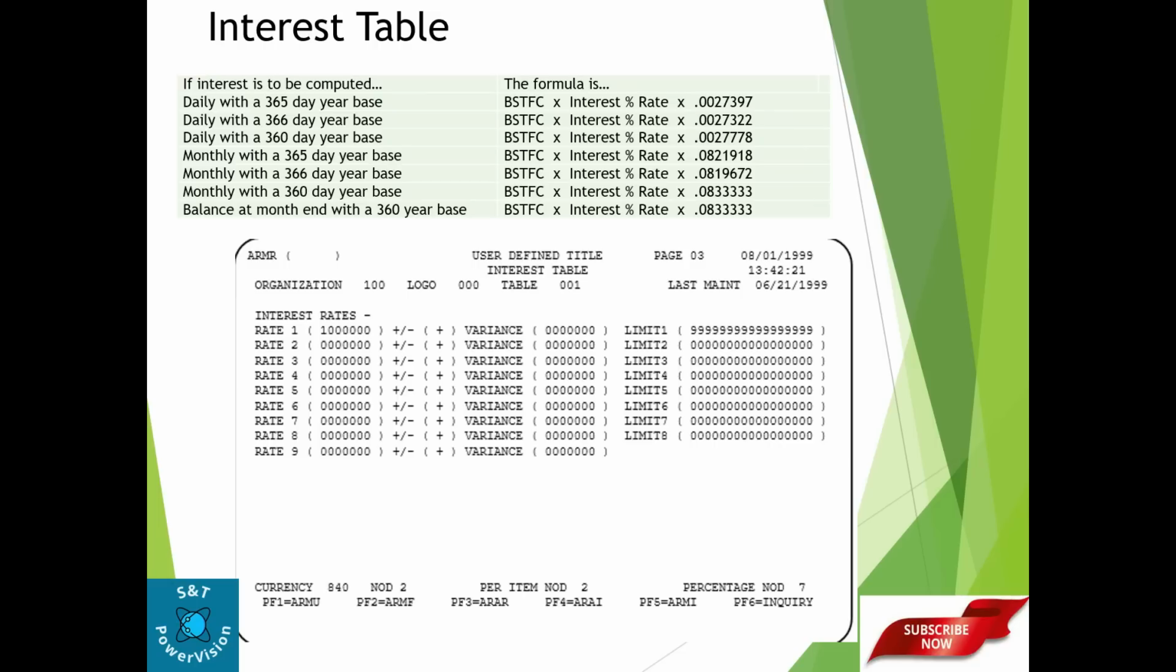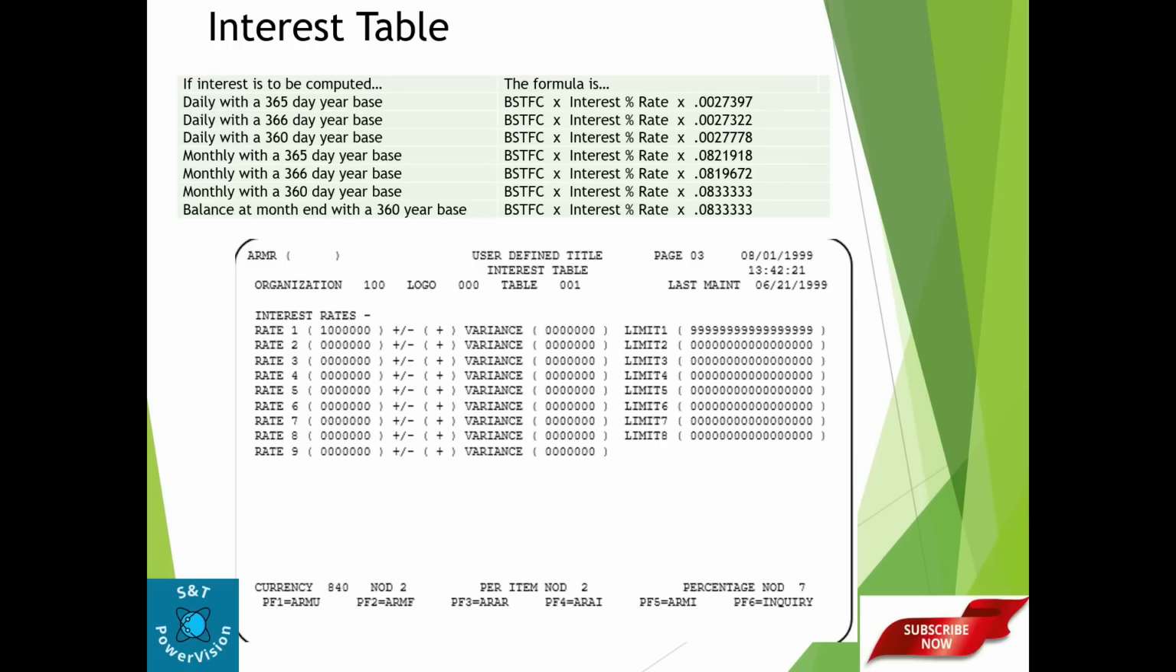0.002778. Monthly with a 365-day year base means BST-FC into interest into 30 by 365 days. This is the predetermined factor here. Same for year 360 means 30 by 360 days. Monthly with a 360-day year base means 1 by 360 multiplied by BST-FC into interest rate. Balance at month end with a 360 year base means BST-FC into interest into 1 by 360 here.